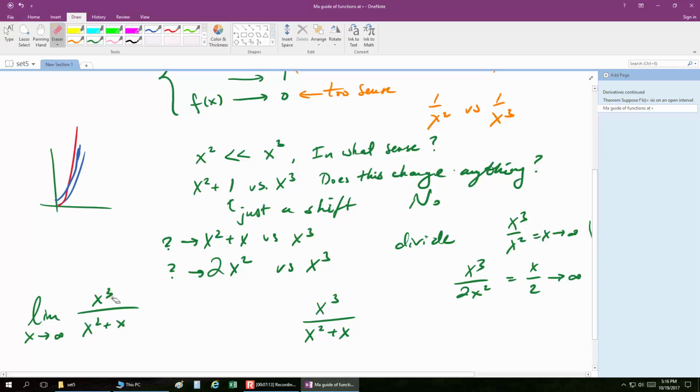Okay, what if I put a square here? What's the limit? No, x squared over x squared plus x. What is the... there is a thing in the denominator which is not important. What is it? This one. Why do we throw x out? Why?